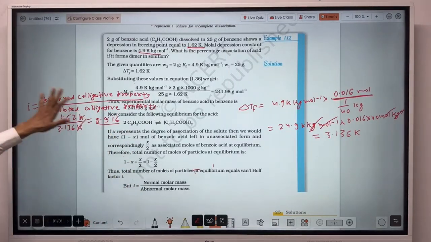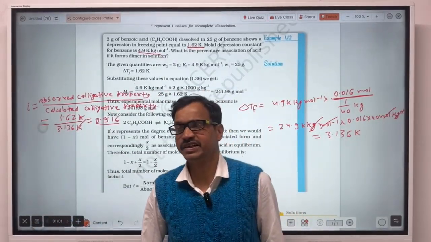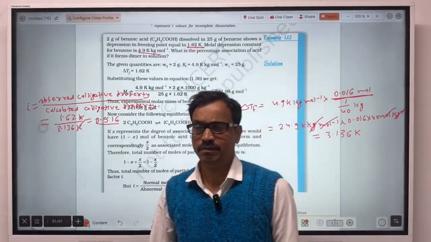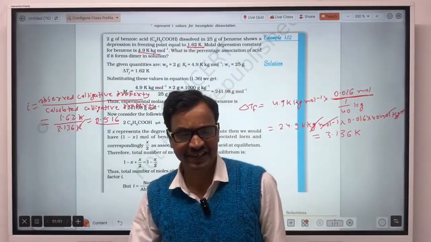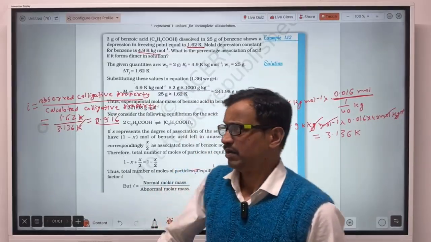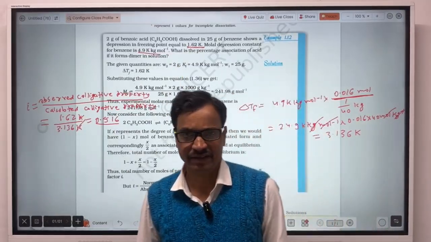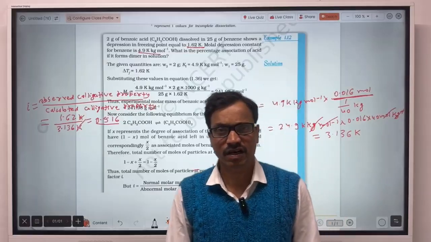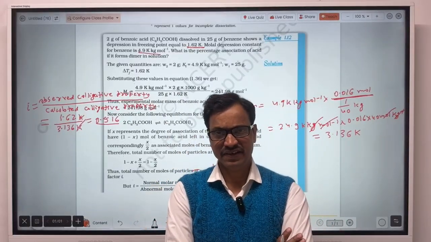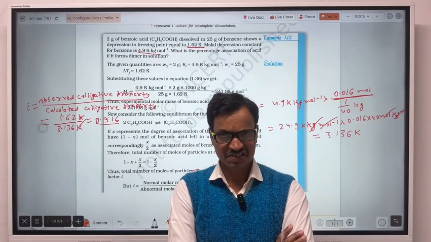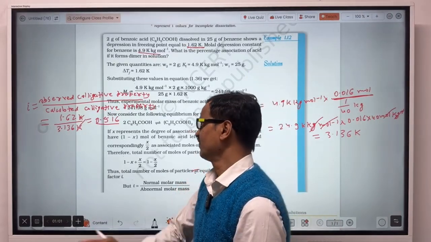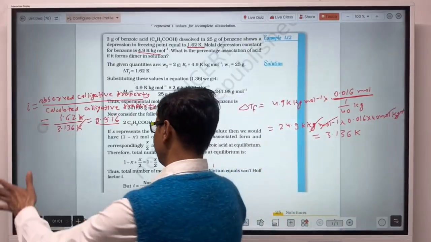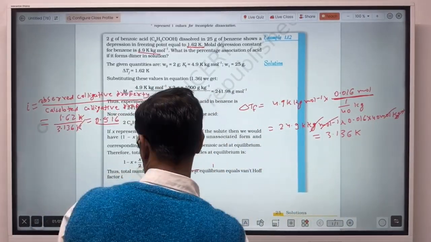0.516 is the value of van't Hoff factor. First of all, I have calculated the value of van't Hoff factor by observed colligative property over calculated colligative property. Since the depression in freezing point has been given, I have calculated the depression in freezing point without considering the association of particles. So the van't Hoff factor I have calculated. Now we will discuss the association of particles.